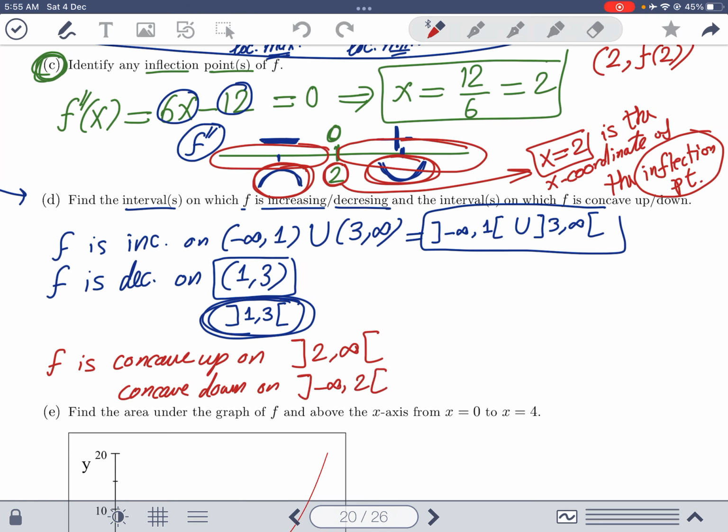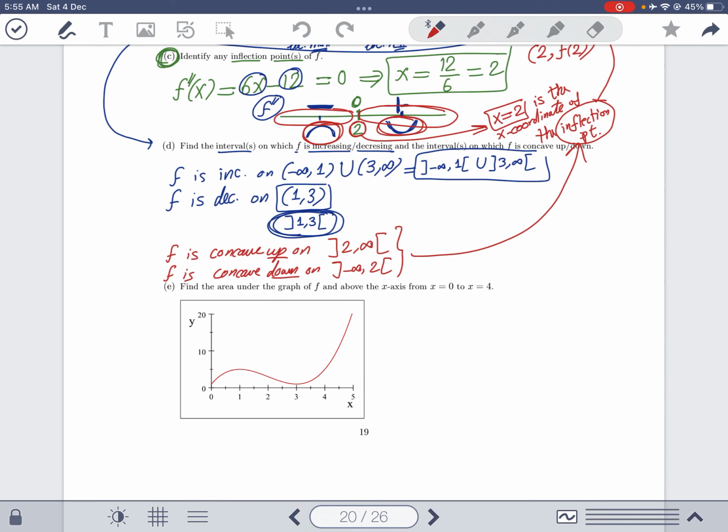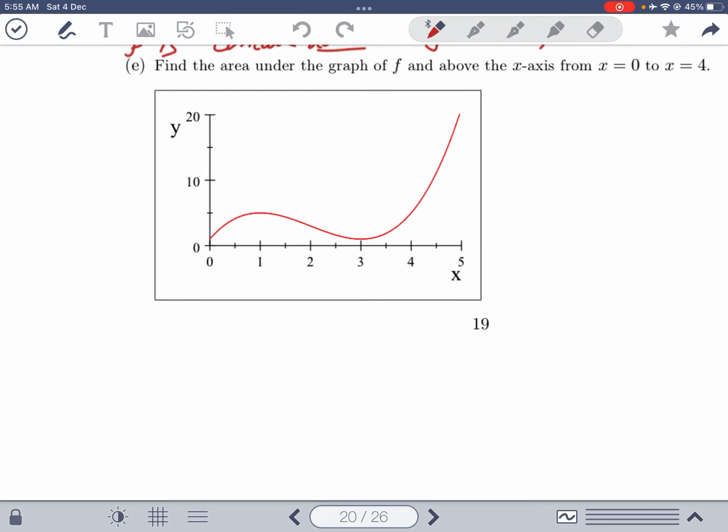We just got that f is concave up and down here, and these two also told us that there is an inflection point at 2, and we found the y coordinate of it, it's 3. Perfect. And finally, let's solve this and then check the answers.